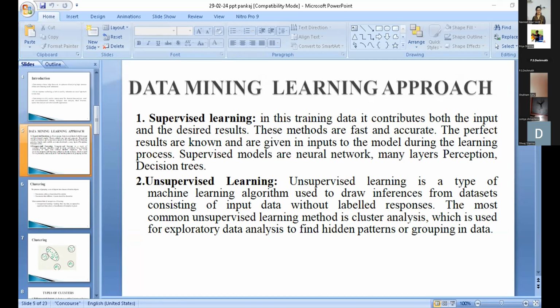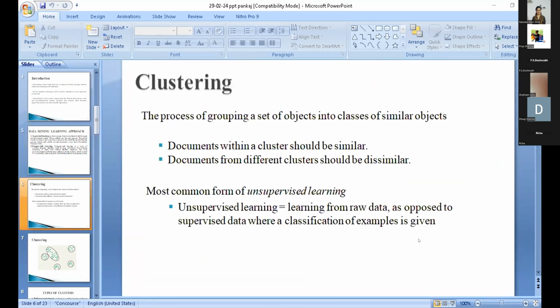Unsupervised learning is a type of machine learning algorithm used to draw inferences from data sets consisting of input data without labeled responses. The most common unsupervised learning method is cluster analysis, which is used for exploratory data analysis to find hidden patterns or grouping in the data.